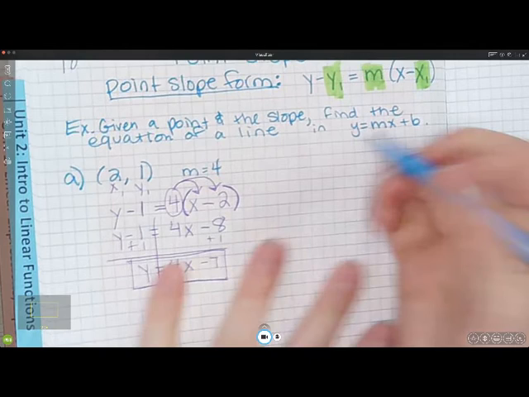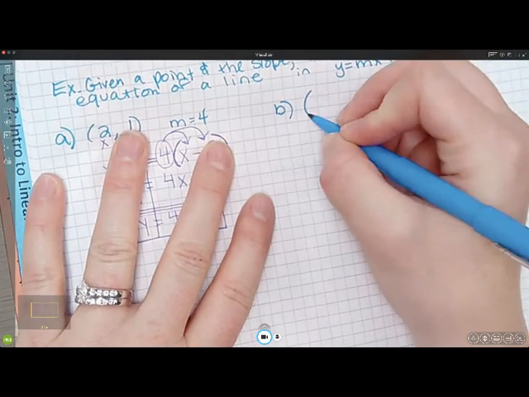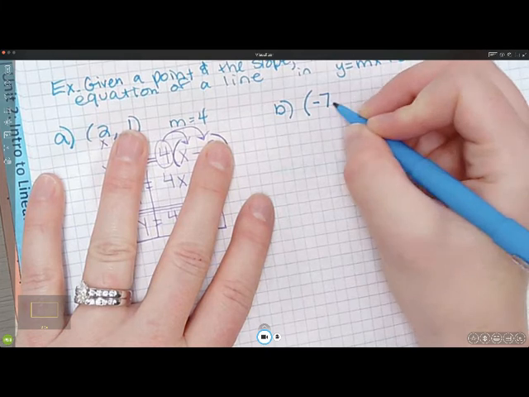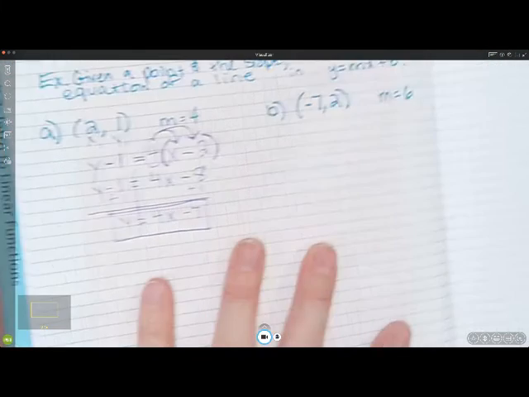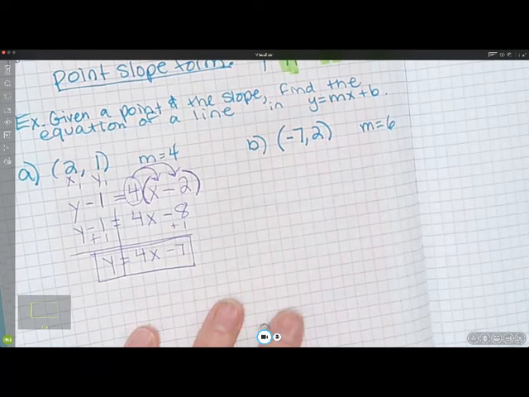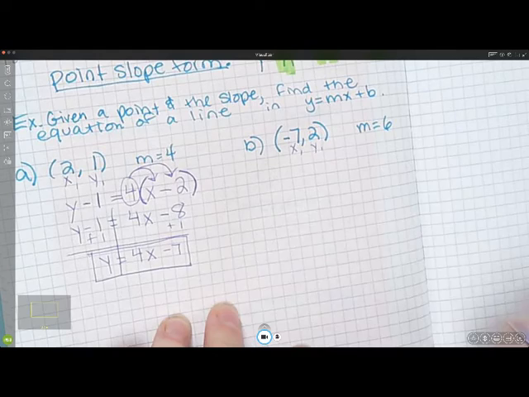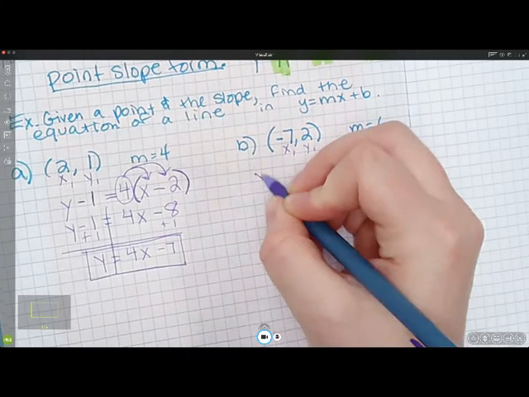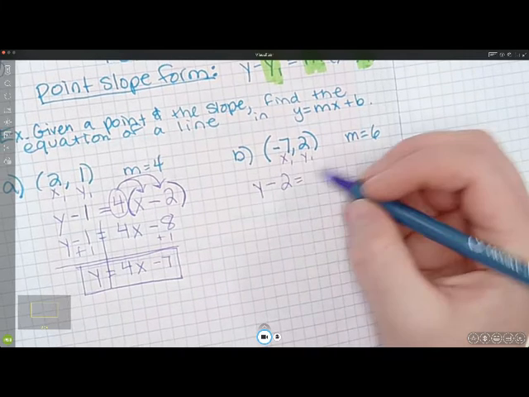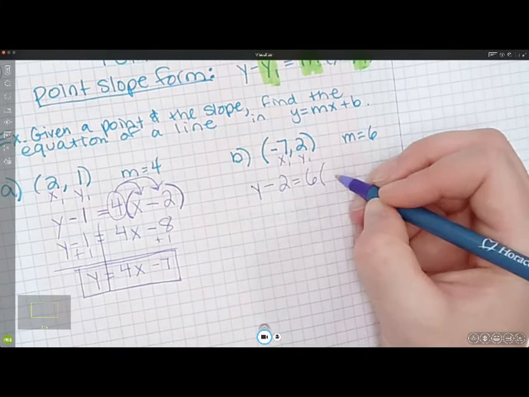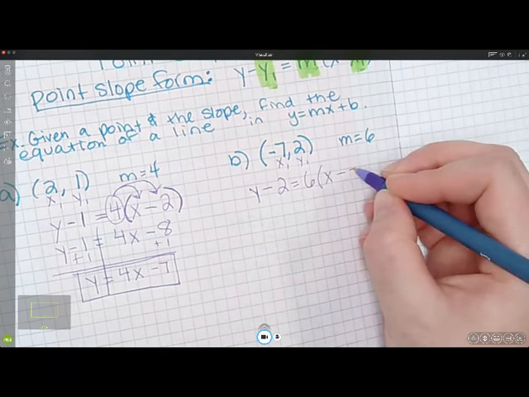So let's do example 2: (negative 7, 2) and m equals 6. So I need to do x1, y1, and then there's my m. So I'm going to plug in the formula again. So y minus y1, which is 2, equals m, which is 6, parentheses, x minus x1, which is minus negative 7.